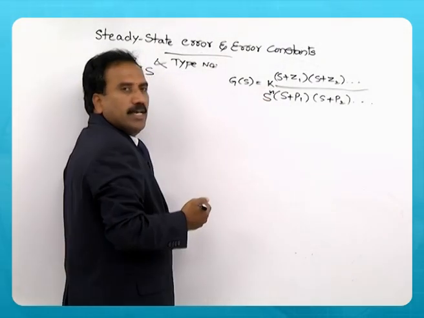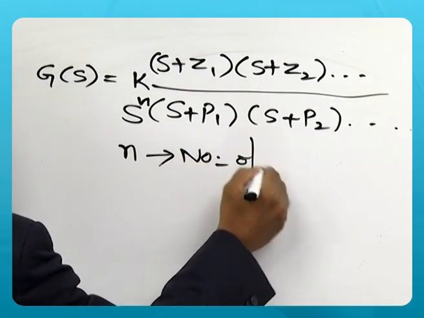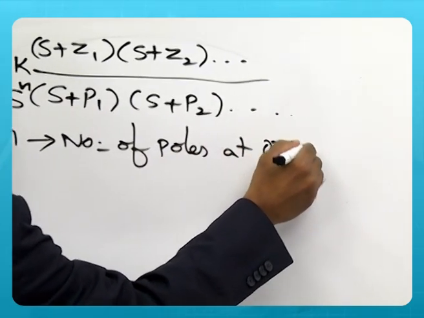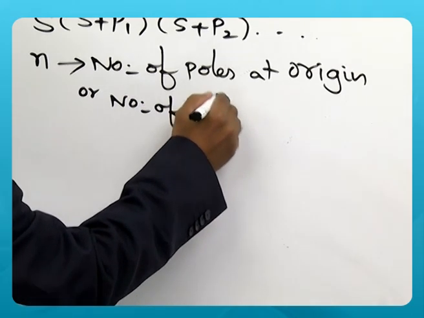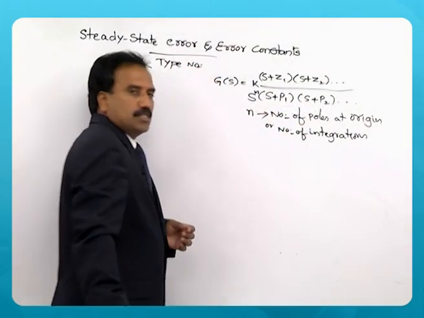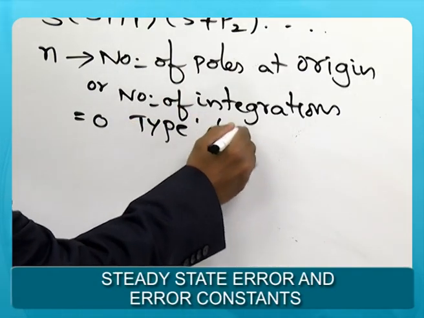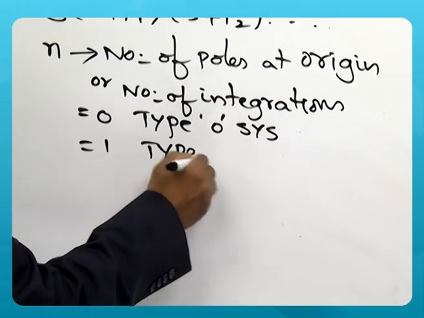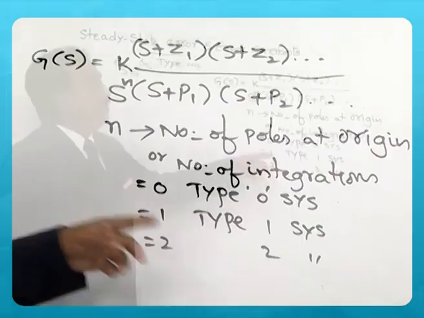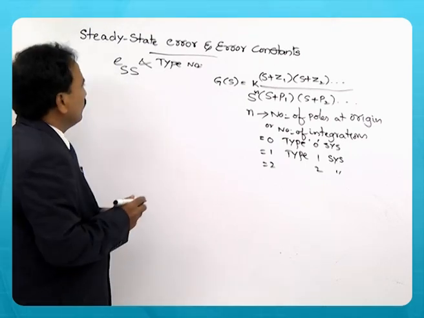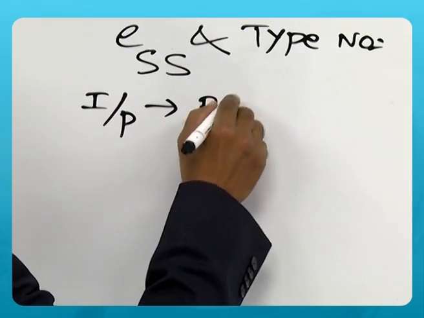So, what is the significance of this n here? S power n indicates the number of poles at origin, or we can say the number of integrations involved in the system. So, if n is 0, we say that it is a type 0 system. If n is equal to 1, then we say it is a type 1 system, and so on. Now, what is the effect of this type number on steady state error? Very important to see. So, now let us consider the input as we discussed in the previous section. If input R of s is 1 by s.